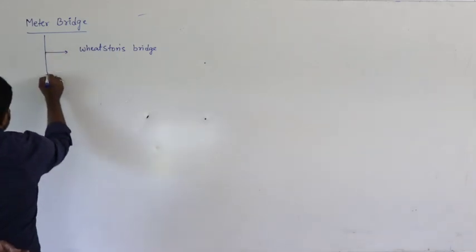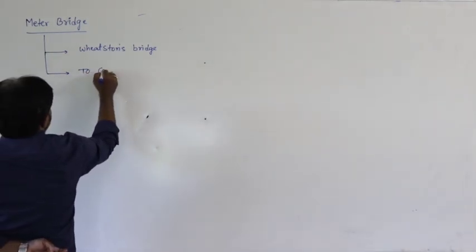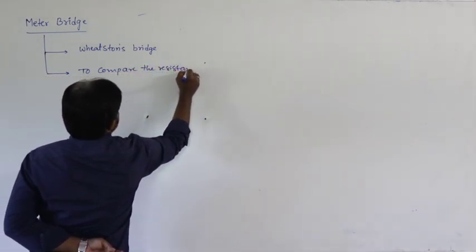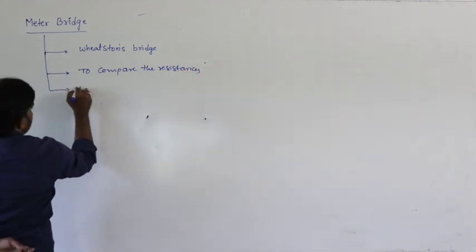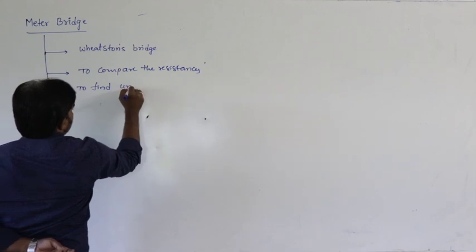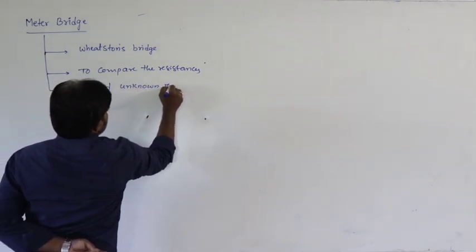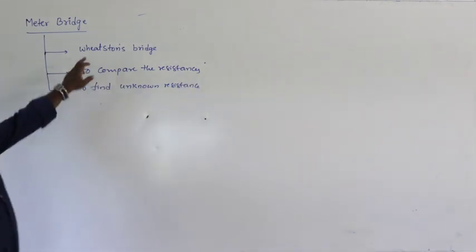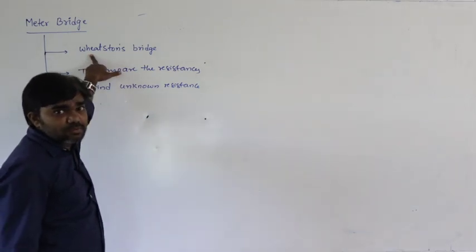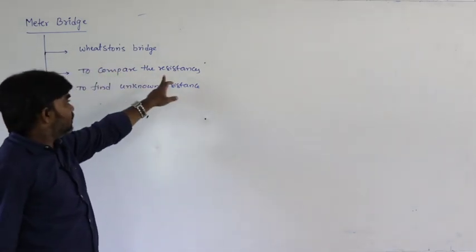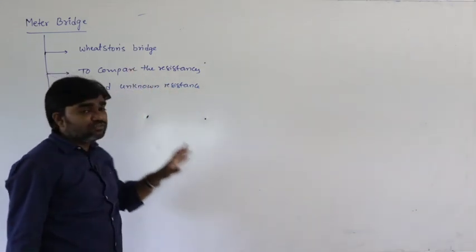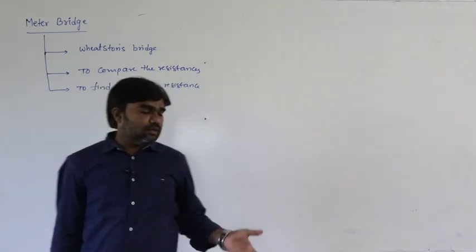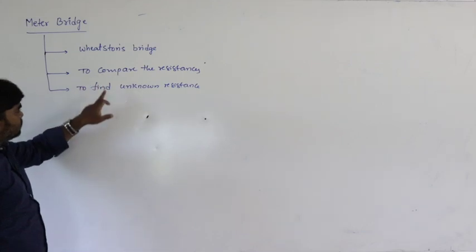Next, this meter bridge is used to compare resistances and to find an unknown resistance. So, meter bridge works on the principle of Wheatstone's bridge, and it is used to compare the resistances and to find out the unknown resistance of the given wire. So, this is Wheatstone's bridge, this one and this one.